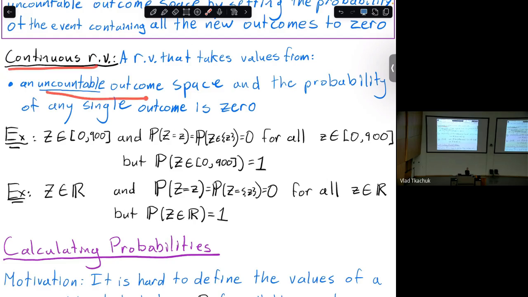So their outcome spaces are uncountably infinite, and they also have the property that any event that has a single outcome in it has probability exactly 0. Okay, and so these are going to be your continuous random variables. I guess we should end now, but what we'll see in the next class is that the reason to define these random variables is that when we define the probability distribution, we should handle it very differently.